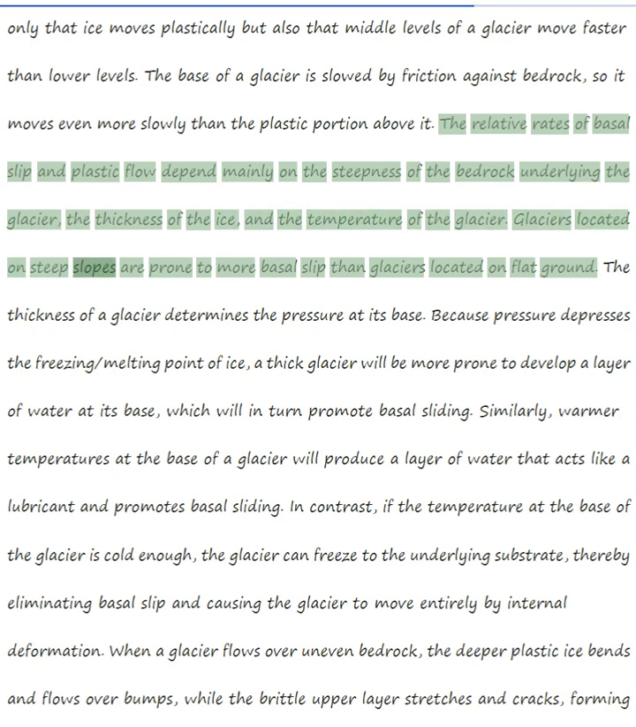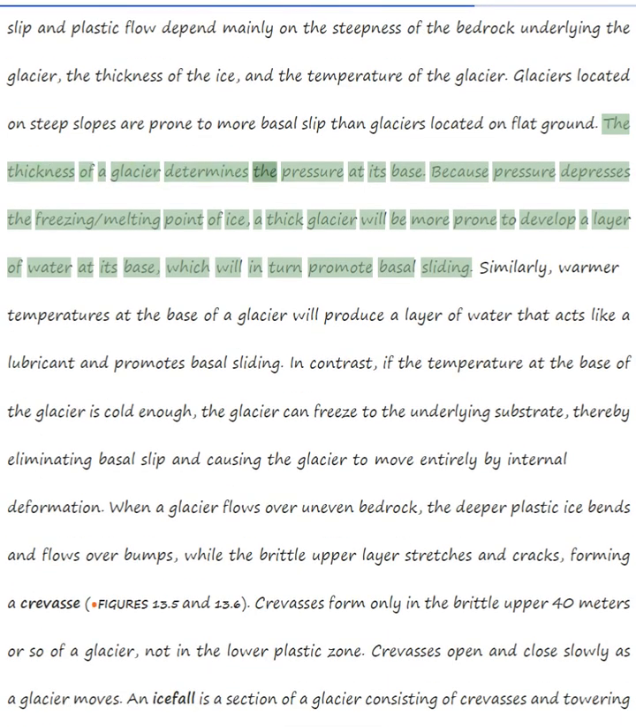Glaciers located on steep slopes are prone to more basal slip than glaciers located on flat ground. The thickness of a glacier determines the pressure at its base. Because pressure depresses the melting point of ice, a thick glacier will be more prone to develop a layer of water at its base, which will in turn promote basal sliding.